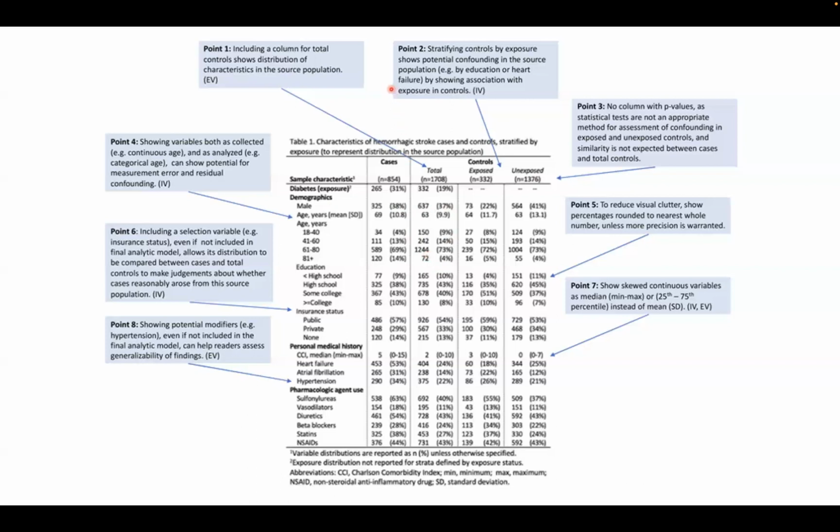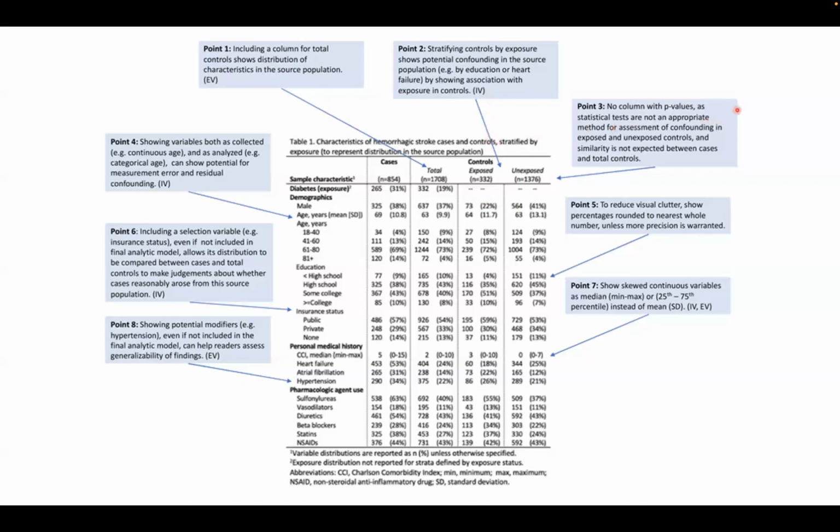The second point, you're stratifying by the controls exposure because it shows potential confounding. So in this scenario, they think this exposure variable is also going to impact the distribution between whether or not it's a case or control. So they're kind of accounting for this, I guess, preemptively by including it in a column of their Table 1, which they are saying relates back to internal validity.